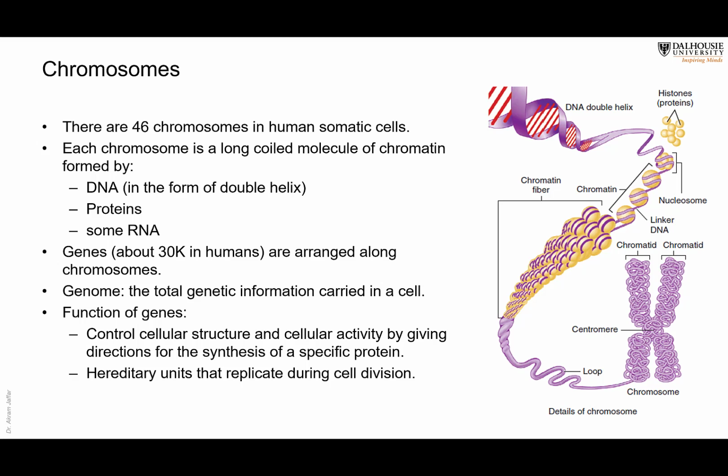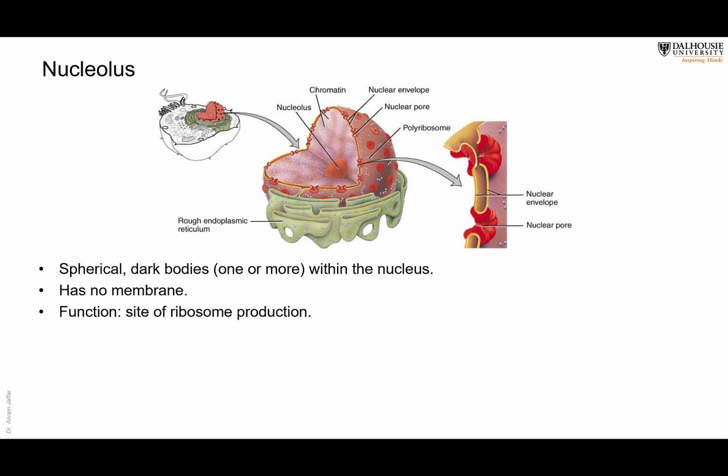They control the function of the cell. They are part of the enzymes that are produced by the cell. They are part of the hormones by which the cell is affecting other cells. So it's very important. Inside the nucleus, there is a dark area which has no membrane called the nucleolus, and it is the site of production of ribosomes. You will see that these ribosomes are produced in the nucleus, specifically in the nucleolus of the nucleus.